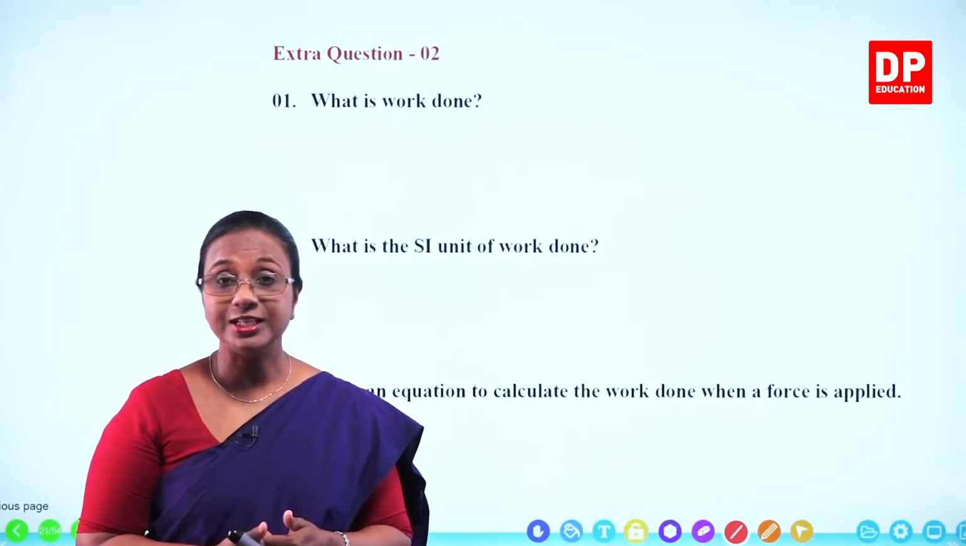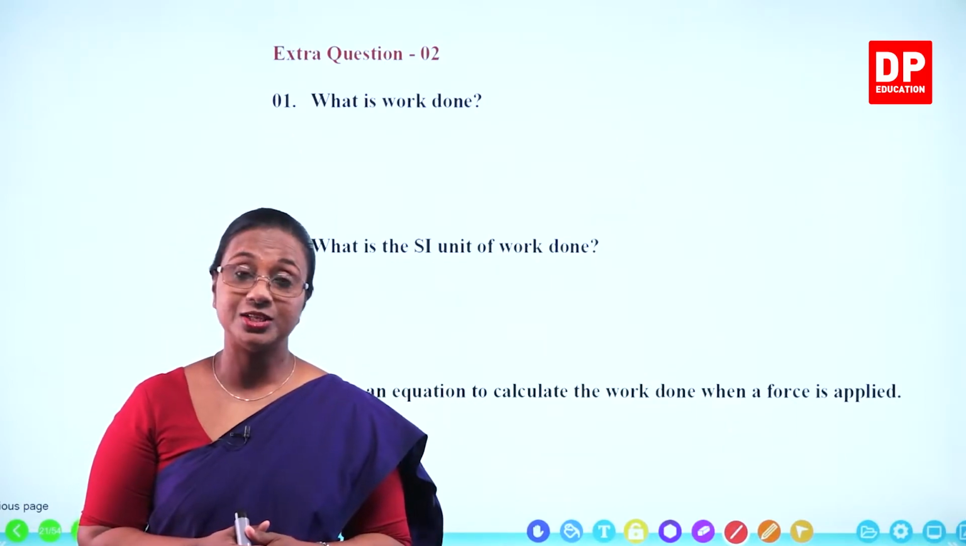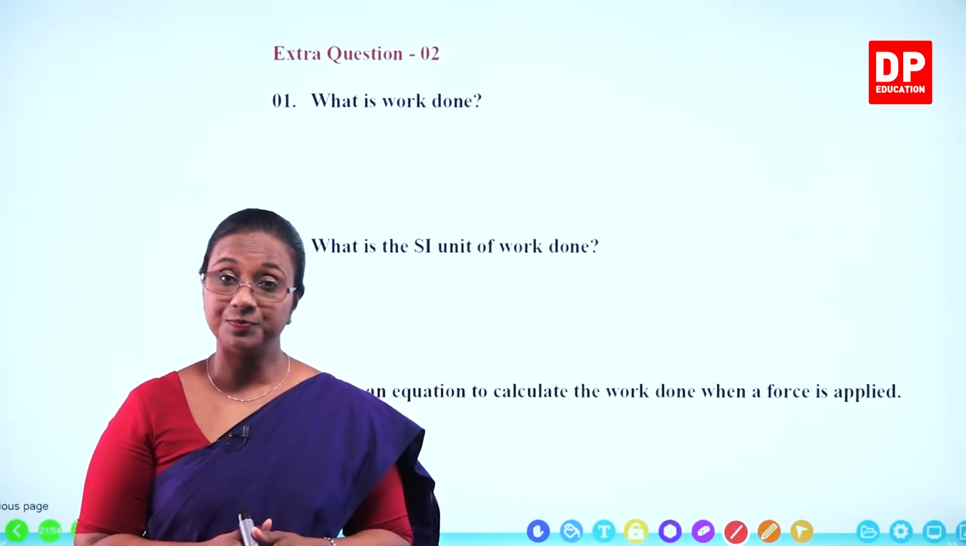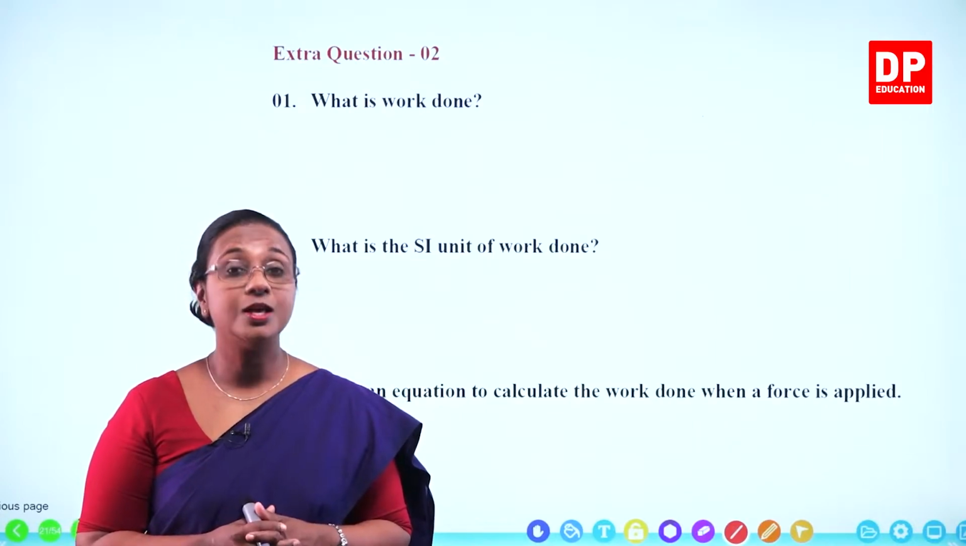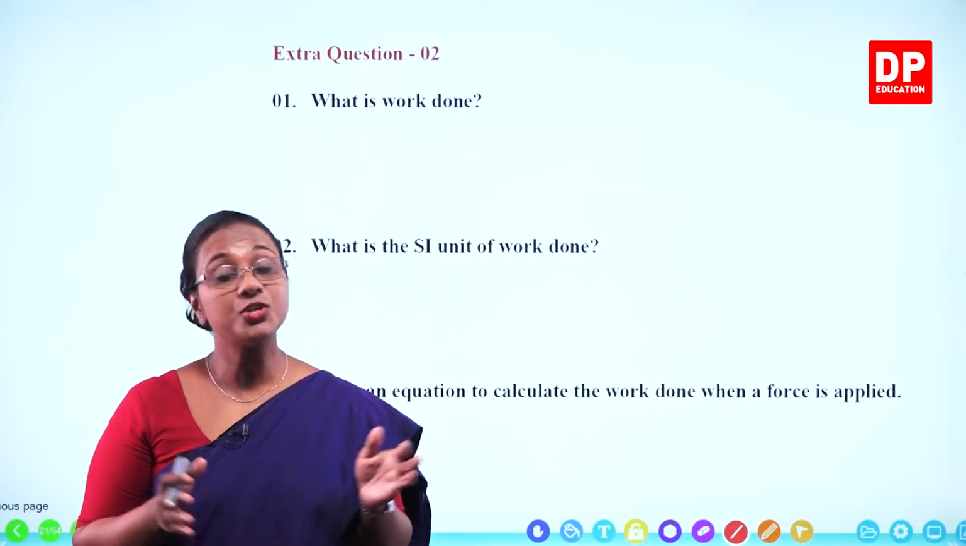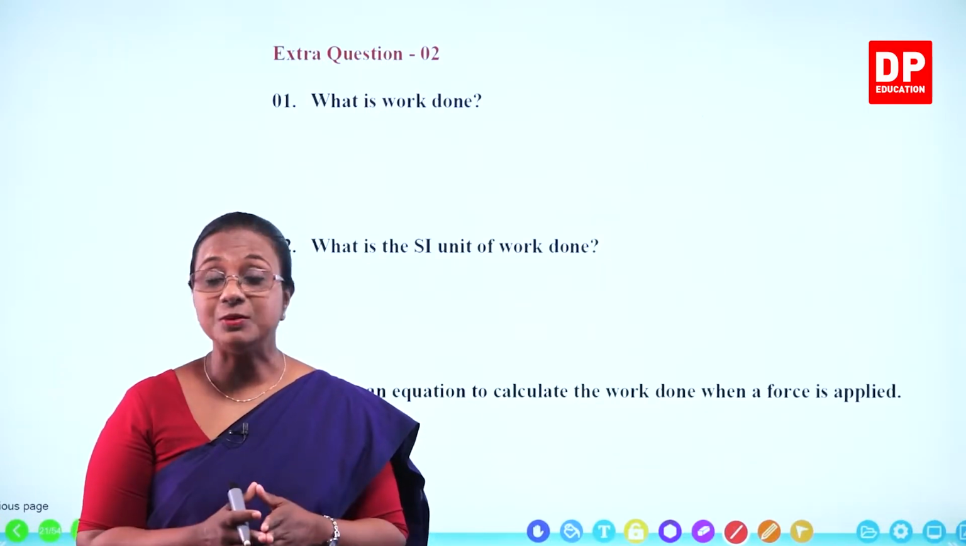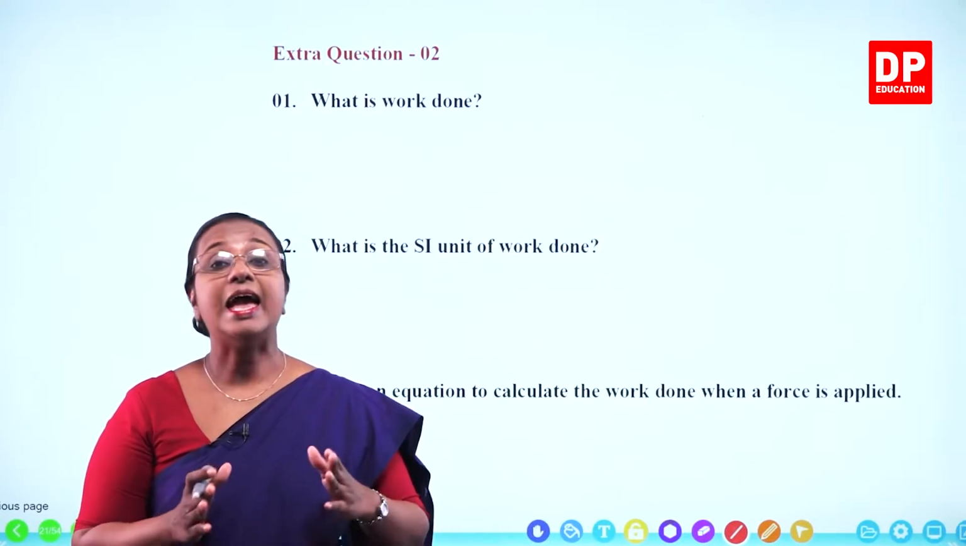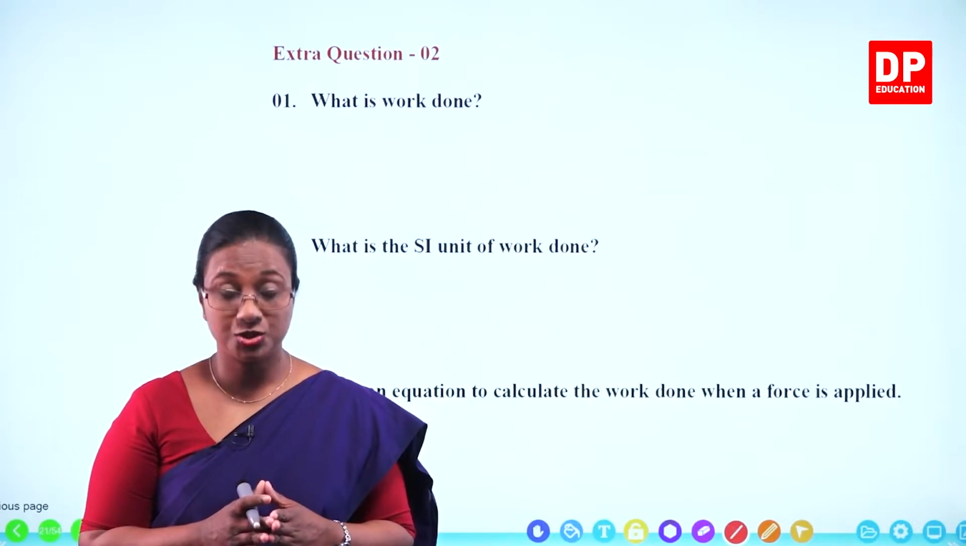So I'm going to continue with extra questions related to work, energy and power. So you know what work is. When you apply a force to an object, either the position changes or the shape changes, and then we say that there is work done and it is measured in the unit joules.